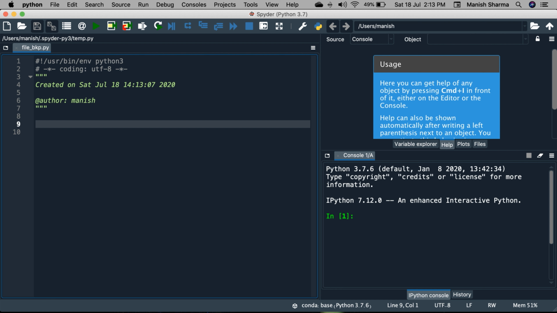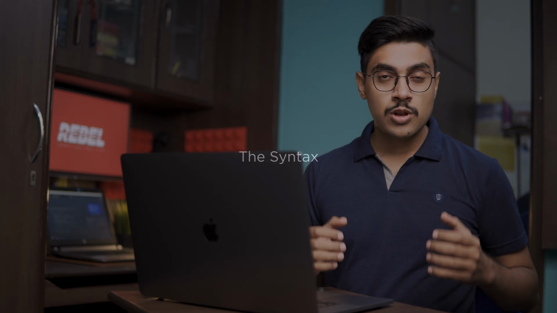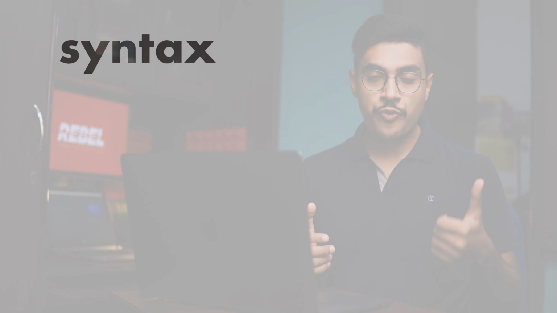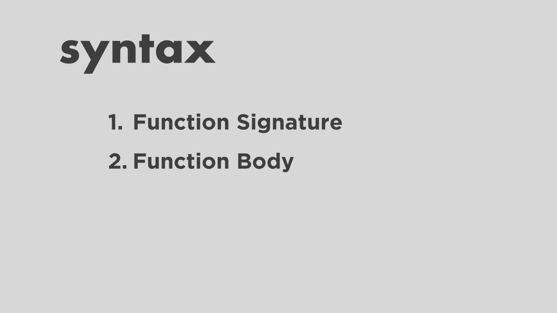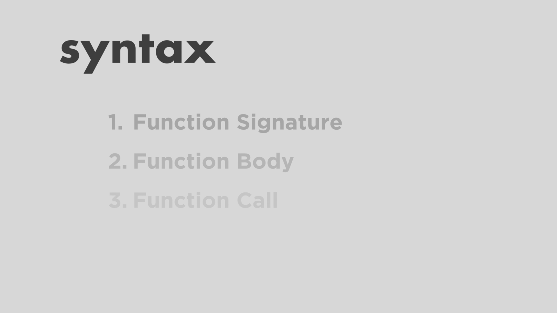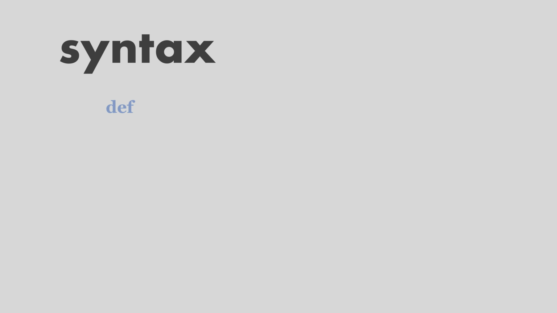Now before I start writing the code, let me quickly explain the syntax for creating a function in Python 3. If you already know it, then feel free to skip this portion. Like every other programming language, functions in Python are made up of three parts: function signature, the function body, and the function call. In Python, the function signature starts with the keyword def, followed by the name of the function. You can name your function whatever you want, except the reserved keywords. And then we have parentheses. Inside those parentheses, you can specify parameters of your function.